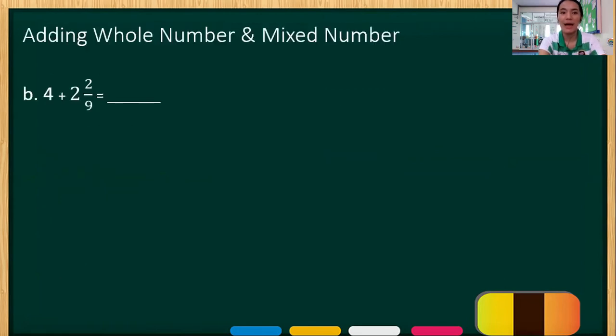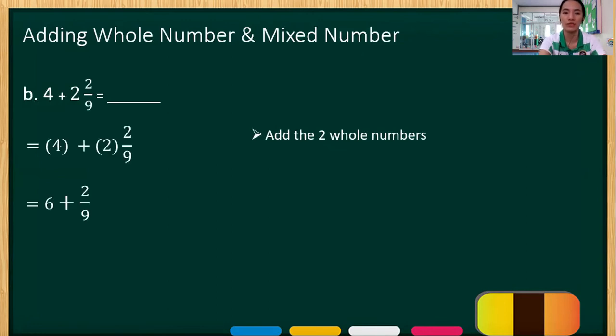Next, adding whole number and mixed number. This time, we will only add the two whole numbers. For example, 4 plus 2 and 2 over 9 equals, we have 4 plus 2 equals 6. And 6 plus 2 over 9 is equals to 6 and 2 over 9. We add the whole number and the fraction to get the final answer.